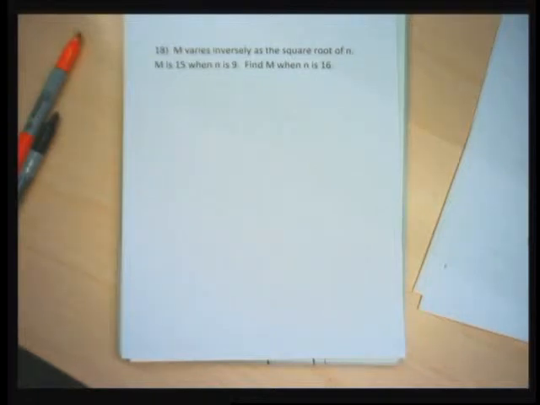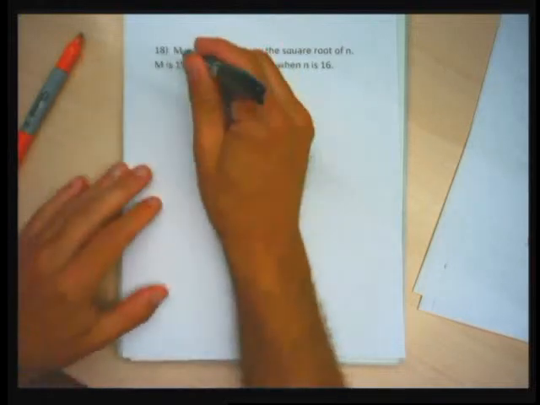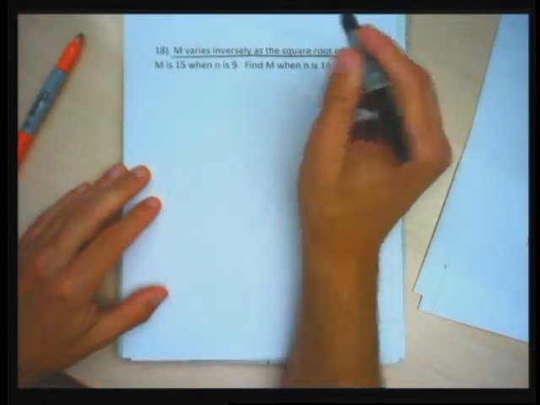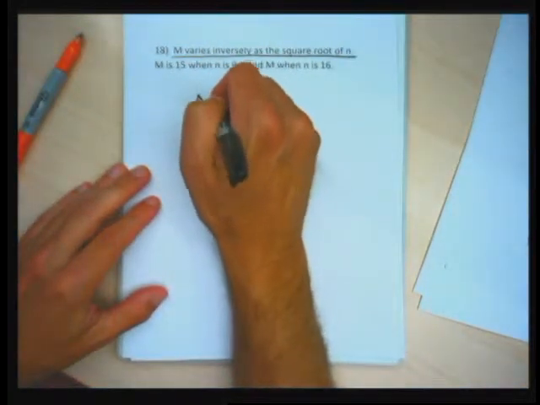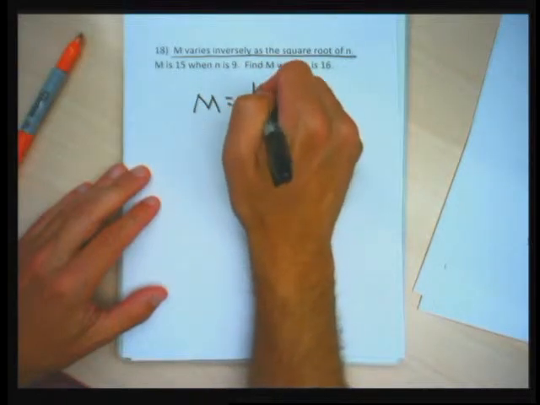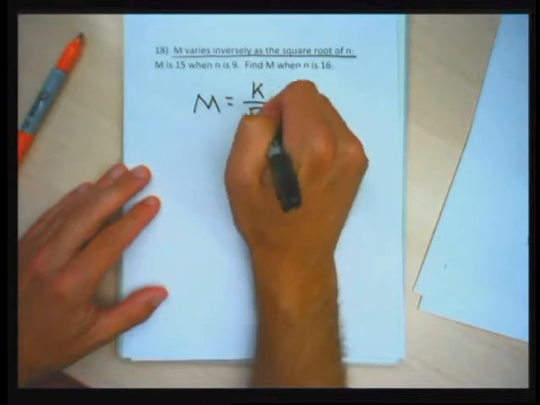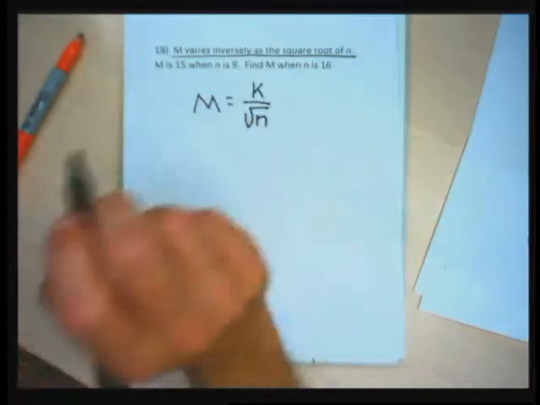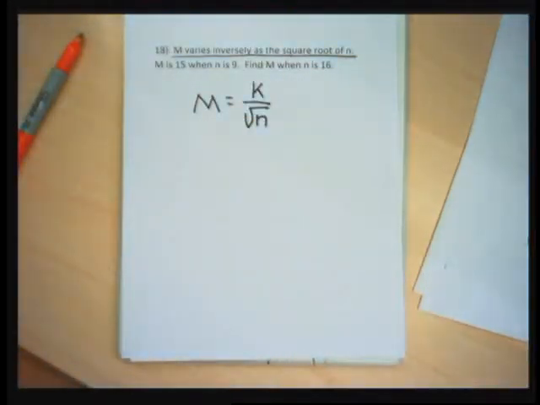First step, come up with an equation with a k. Because it says inversely, I know I need a fraction with a k in the numerator. So this first sentence, I'm going to write as m equals k over the square root of n. I usually solve by cross multiplying, so I'm going to probably do that.